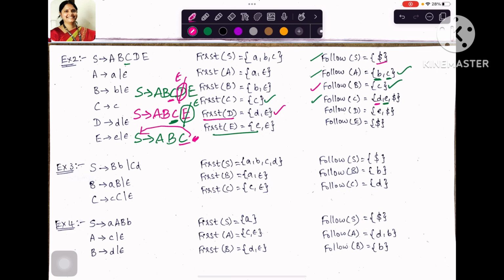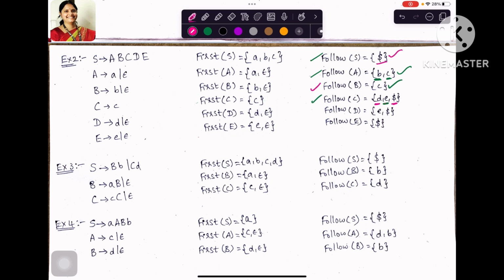So what is the follow of S? Dollar. So we should place dollar here. So now the follow of C is D, E, dollar. Now let us calculate follow of D.